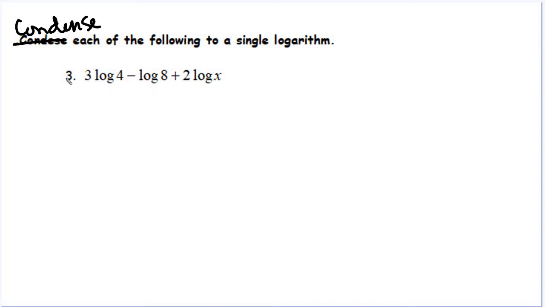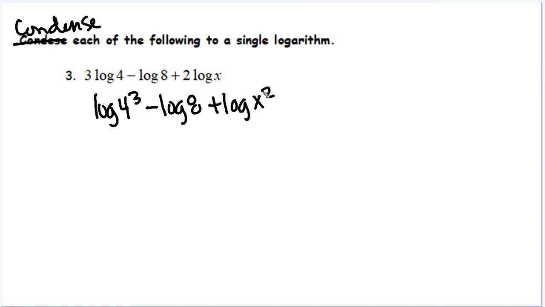I know I have to fix these exponents because if I start combining product and quotient first, then I'm raising that exponent to more than what it's supposed to be raised to, because this 3 only goes to that 4 and this 2 only goes to that x. So if I'm multiplying it by something else, then I have done things out of order. So I'm going to have log of 4 to the 3rd minus log of 8 plus log of x squared.